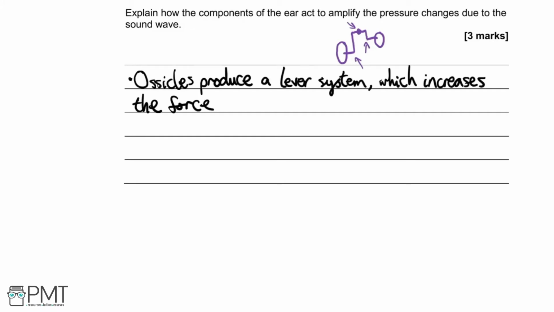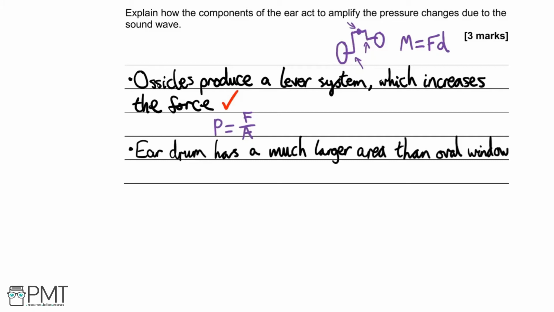And there's your first mark. So for the second and third mark, we're going to use the pressure equals force divided by area equation. And using a change in area with a constant force, we're going to get a change in pressure. So let's put that into words. So the eardrum has a much larger area than the oval window.